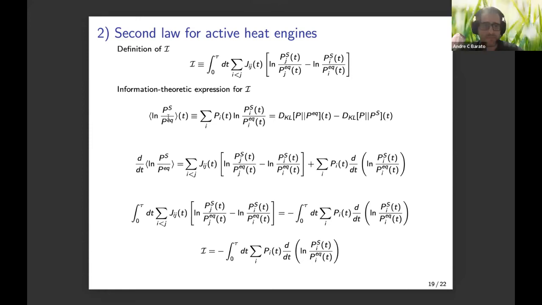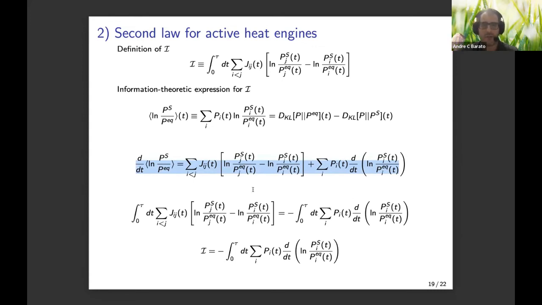If you were to look at this quantity, the average of ln of PS over P equilibrium, you can write it like this. That's actually the Kullback-Leibler divergence of P and P equilibrium minus the Kullback-Leibler divergence of P and PS. Now, if I take the time derivative of this quantity, I will obtain these two things. If I integrate over time, of course, the left-hand side of this equation has to be 0, because the average of ln of PS over P equilibrium is periodic in time. So if I integrate from 0 to tau the derivative of something periodic in time, I'm going to get 0.